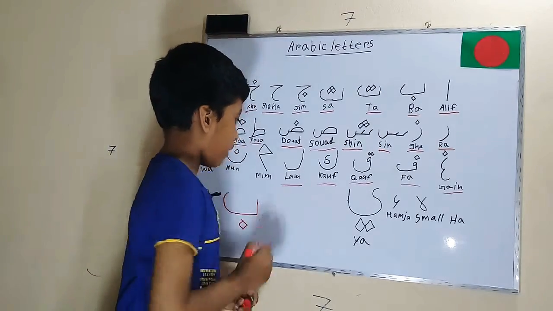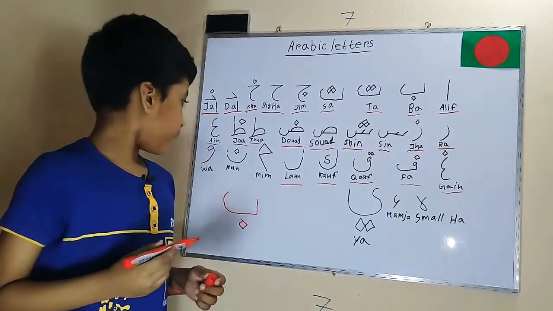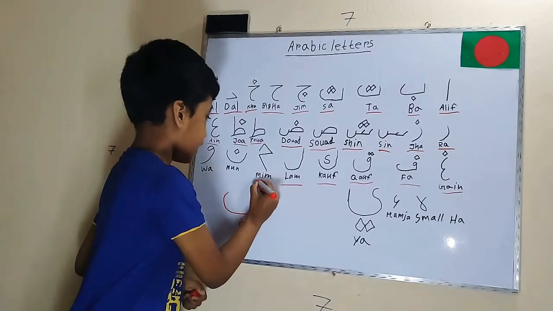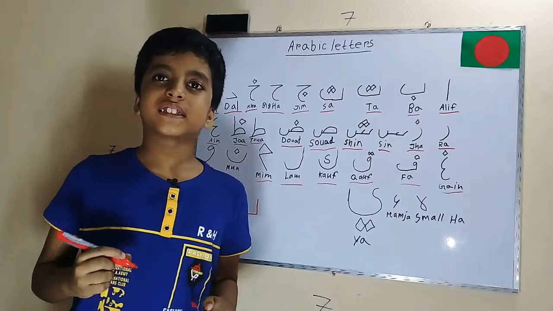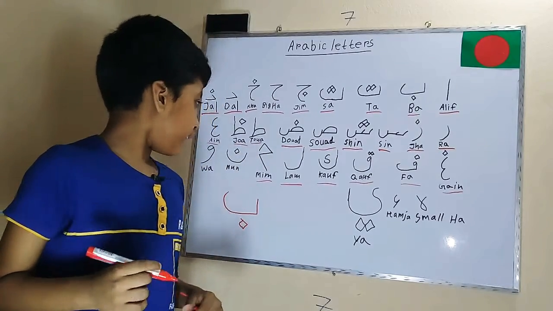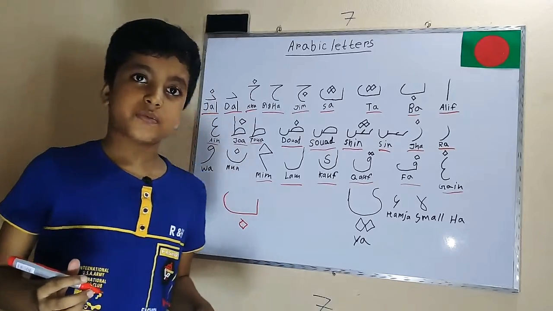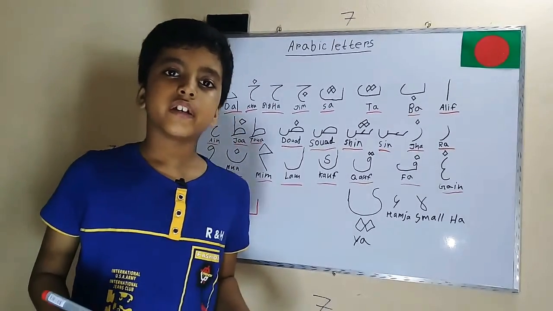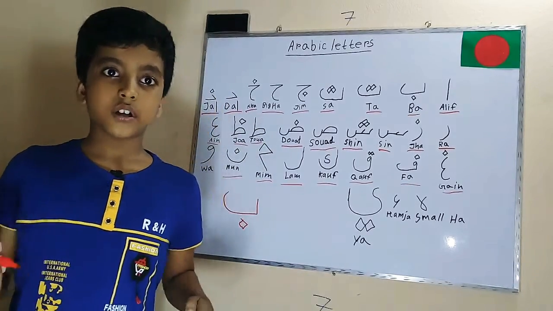Next we have lam. Now lam makes the sound l, and it is one of the last ones. Next we have mim. Now mim makes the sound m, and it is one of the last ones. Next we have nun. Nun is one of the last ones and it makes the sound n.